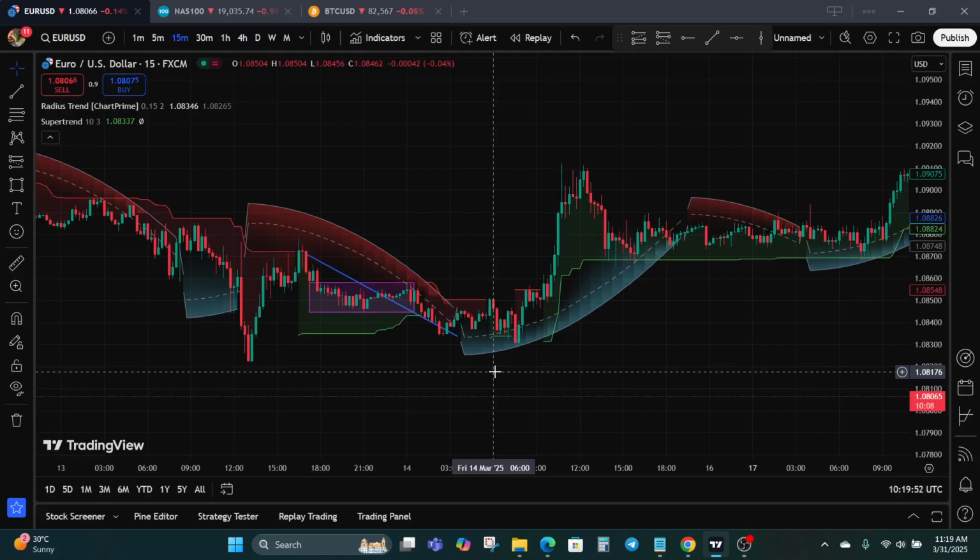So should you replace super trend with radius trend? Well, if you have struggled with late entries, false exits, or inconsistent signals, then radius trend might actually be the upgrade that you need.